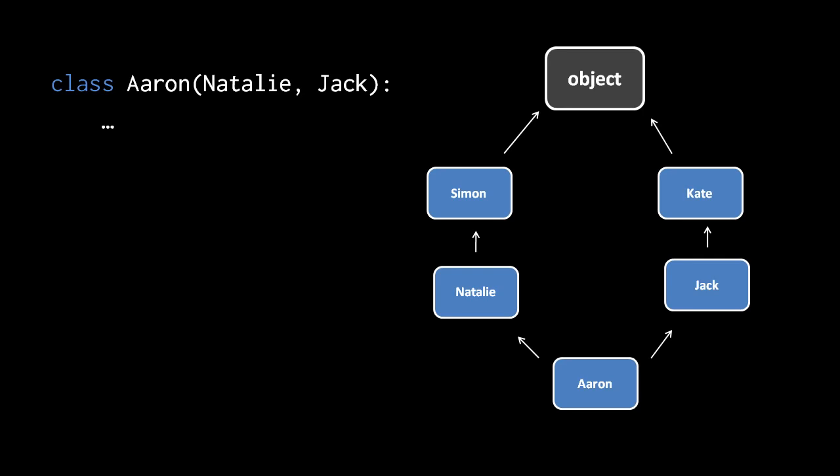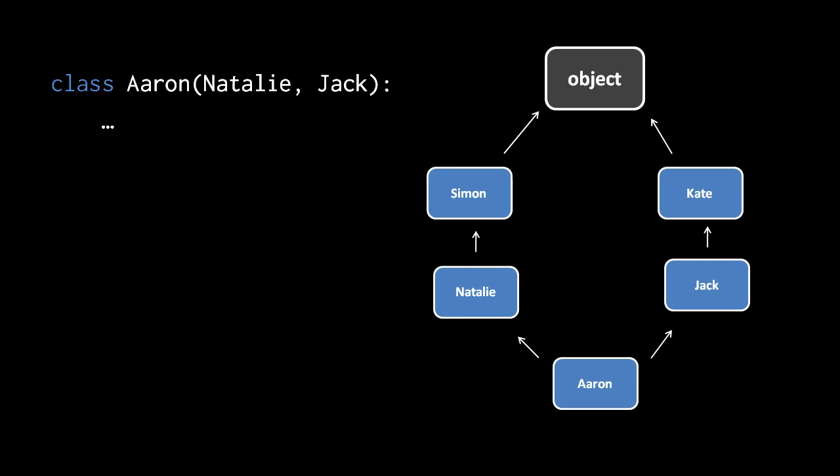Now, in the parentheses where we specify the parent class, we can actually specify more than one because Python supports multiple inheritance. It's possible for a single class to have more than one direct parent. Here the class Aaron has two parents, Natalie and Jack, and notice they're separated by commas.